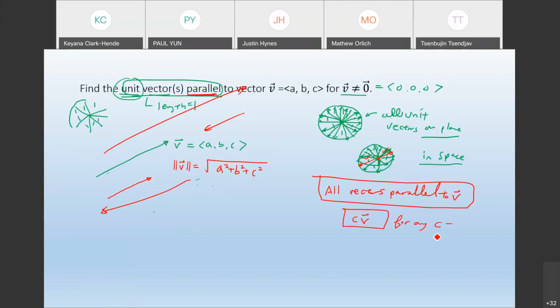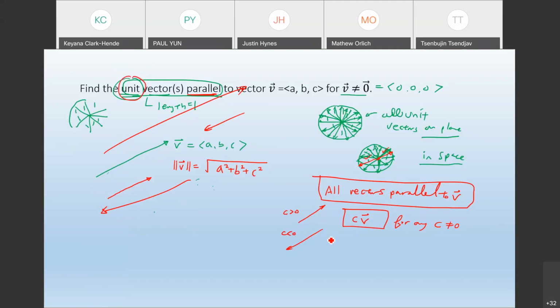If you understand my argument, type yes, please. Positive c, you're in the same direction. Negative c, you're going in the opposite direction. You are all parallel vectors. You make it double, triple, negative 3, negative 4. All vectors means cV, where c is not equal to 0. Okay, that makes sense. Now let's get to our question.